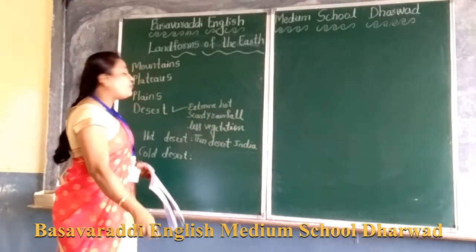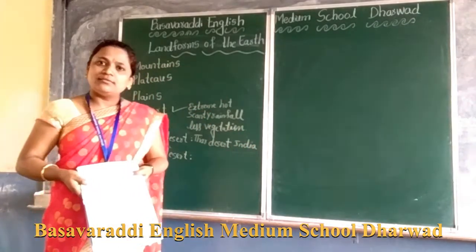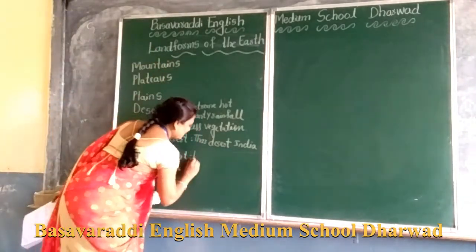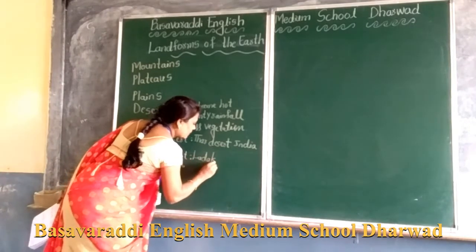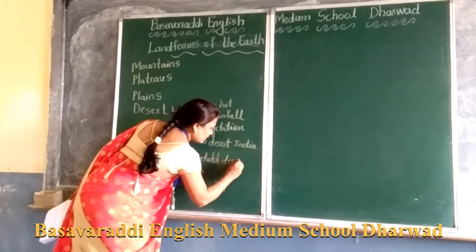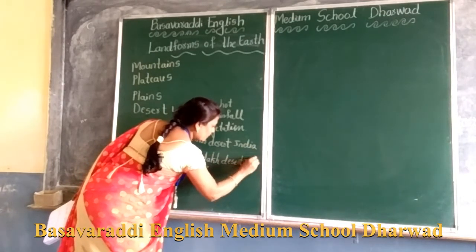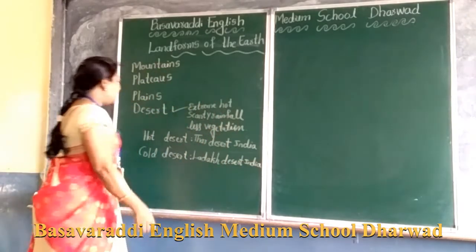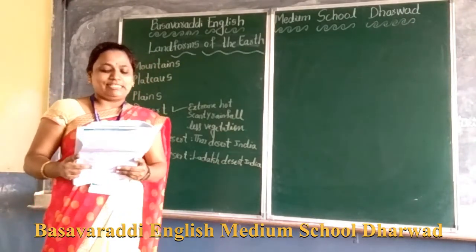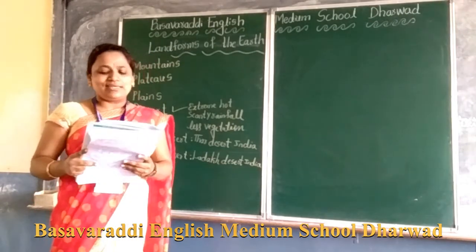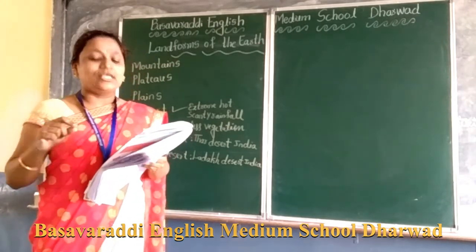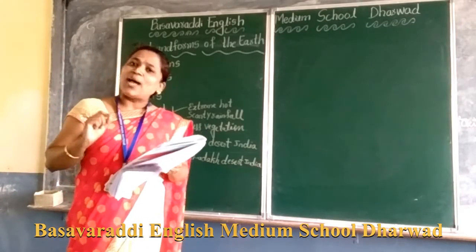Next, for cold desert example, Ladakh desert in India. These are the two examples of hot desert as well as cold desert. And most of the deserts are located in the western part of the continents, on the leeward side of the mountains.